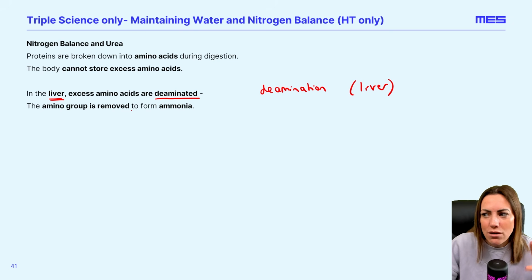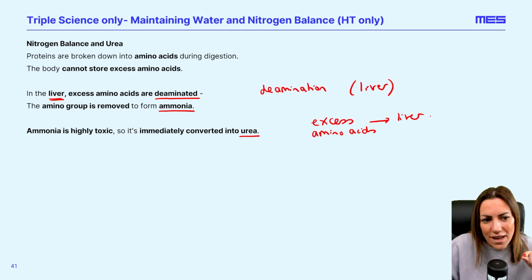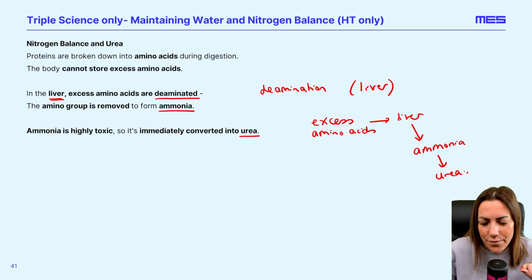Now, you don't have to know that. You can just say excess amino acids are deaminated, which forms ammonia. And then ammonia is highly toxic. So we convert that ammonia into urea. So let me do you a little flow chart, if you like. So excess amino acids that we have from protein digestion, they go to the liver. The liver converts them into ammonia, and then ammonia is converted into urea. So it's the liver that makes urea.